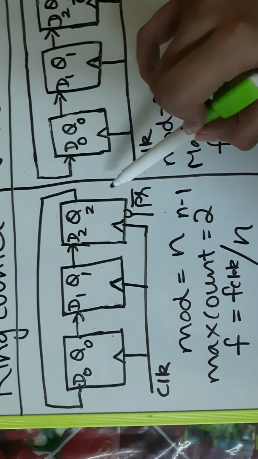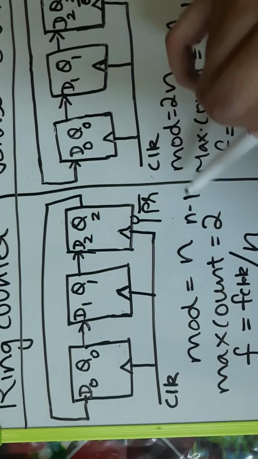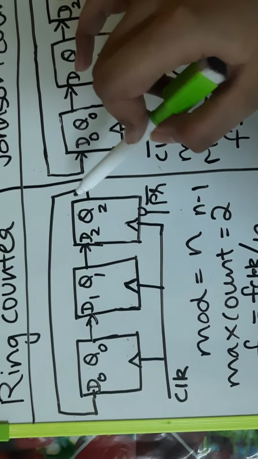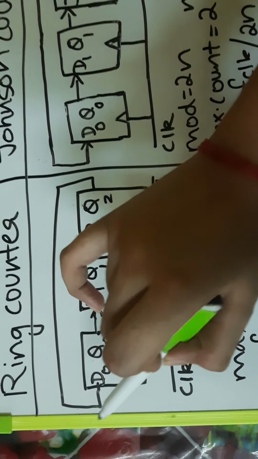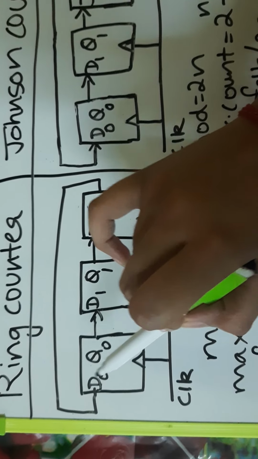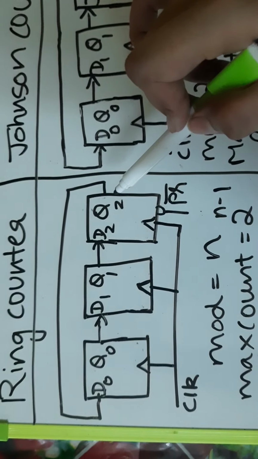Plus, you can see there is a preset button here. So, according to the preset button, the counter will start. So, we can see from Q2, initially it has been passed to D0, and based on the values of D0, you can get new values of Q0 and it will keep on shifting.